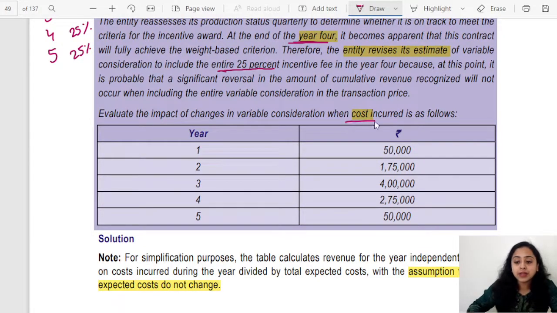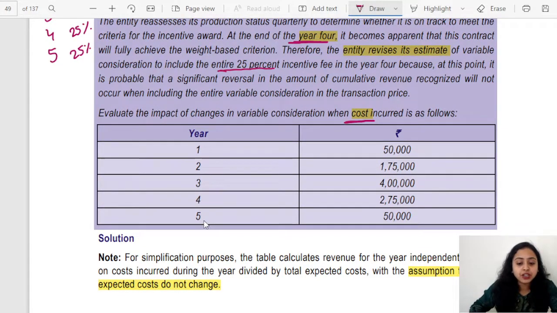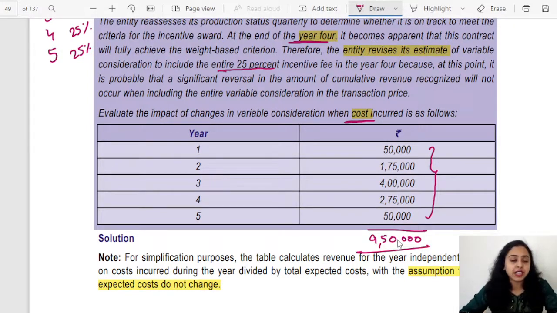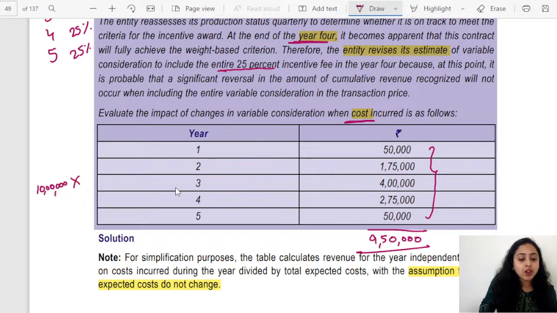Now, the cost has been given for year 1, year 2, year 3, year 4 and 5. This cost has been incurred. If you total this, it is equal to 9,50,000. So, only the bifurcation per year has been given. If you are applying the cost input method, this means that the 10 lakh rupees revenue will be recognized in the proportion of this cost. This means for year 1 it will be 50,000 divided by 9,50,000. For year 2 it will be 1,75,000 divided by 9,50,000.